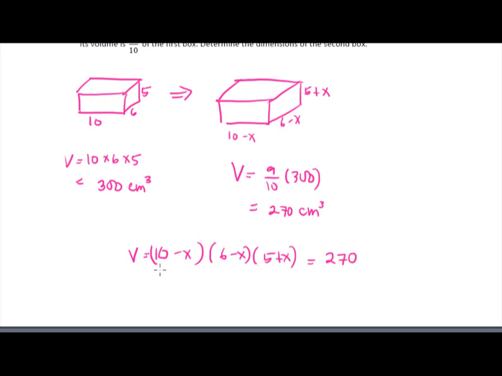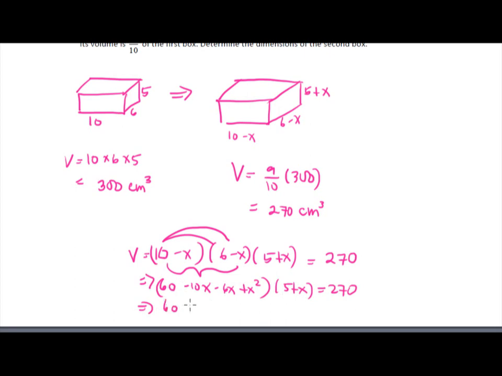So we need to simplify this expression, so we can take it one at a time. Let's start with these two. This will be 60, minus 10x, minus 6x, plus x squared, times 5 plus x. This is equal to 270. So this is 60 minus 16x plus x squared, times 5 plus x, and it's still equal to 270.